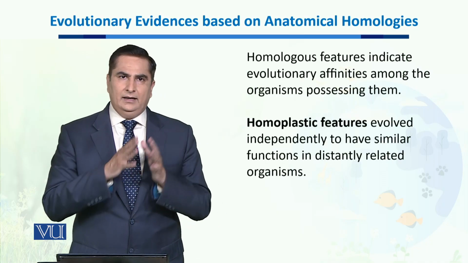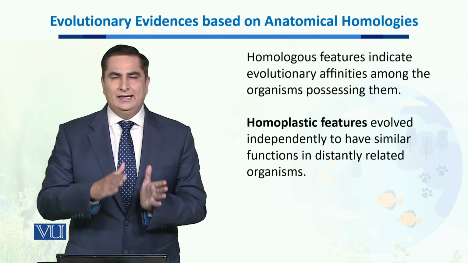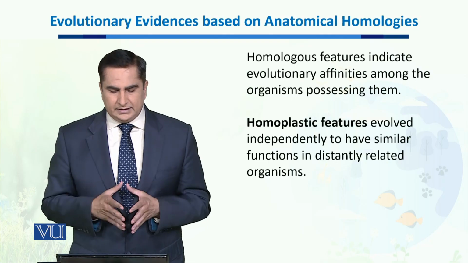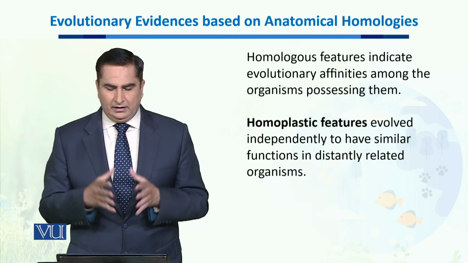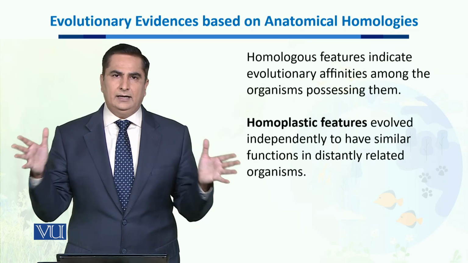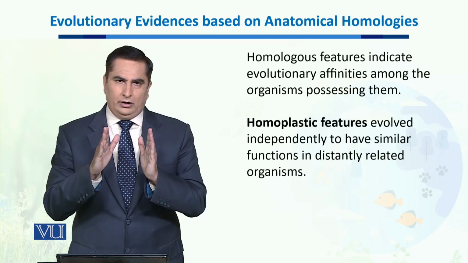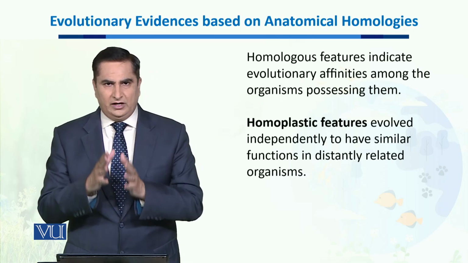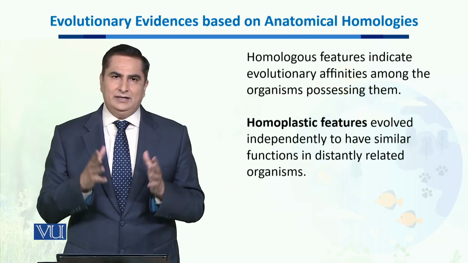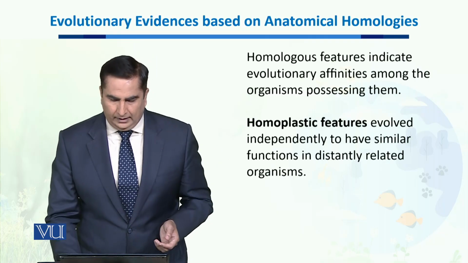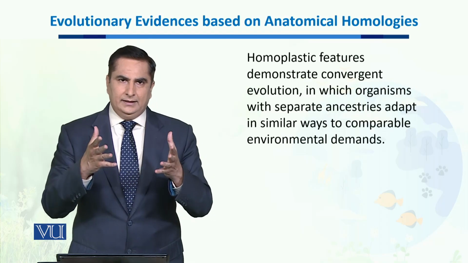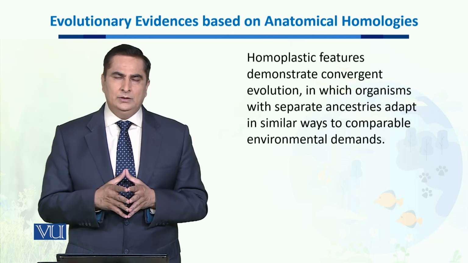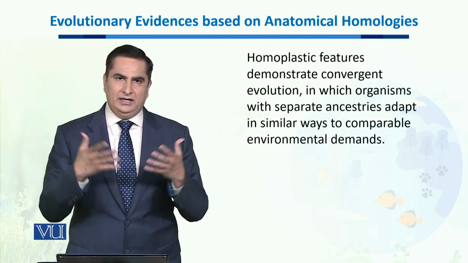Now, other than homologous features, the opposite to that, we have homoplastic features. These features evolve independently to have similar functions in distantly related organisms. Those organisms have certain organs which perform the same function, but they have been developed differently. The example can be the wings of birds. The forearm has been developed into wings, and they help in the flying.